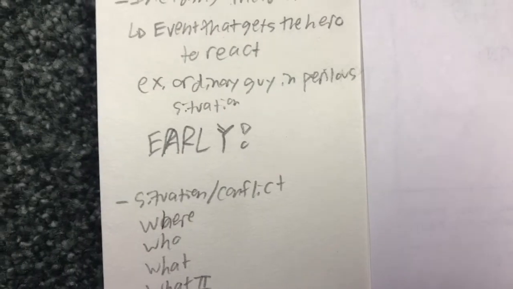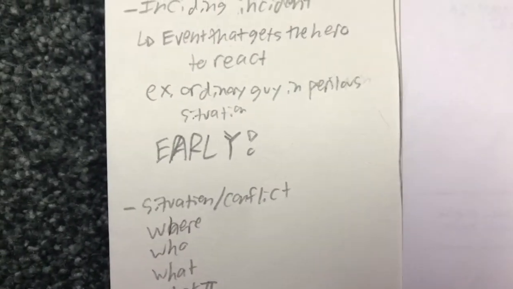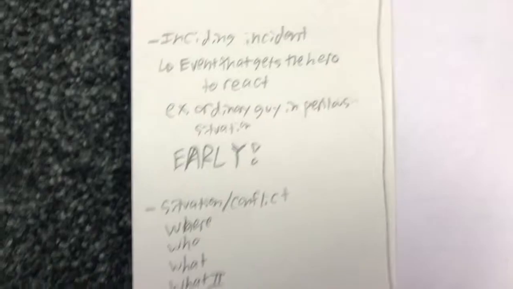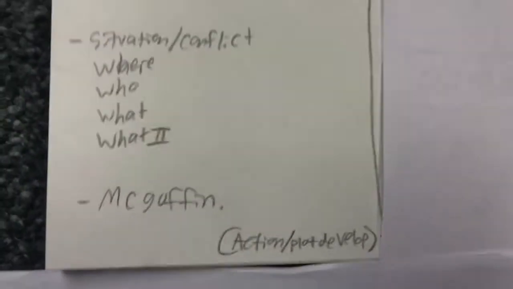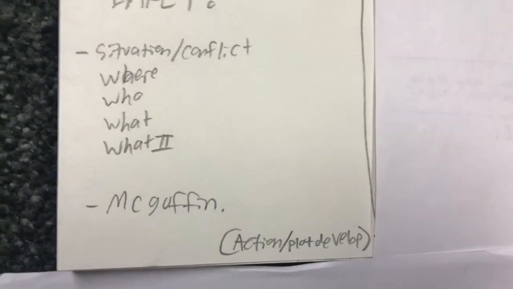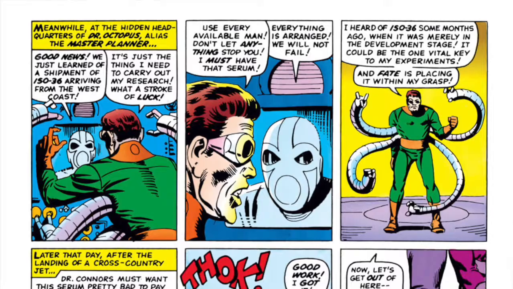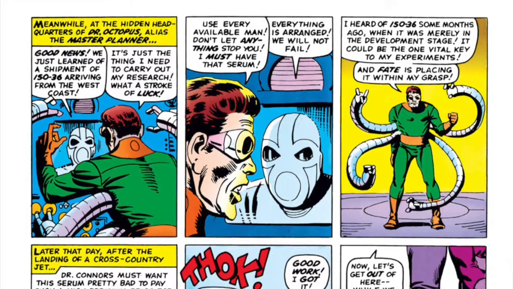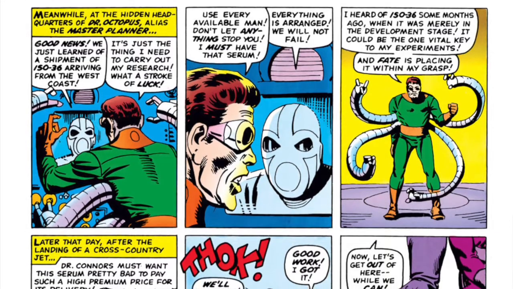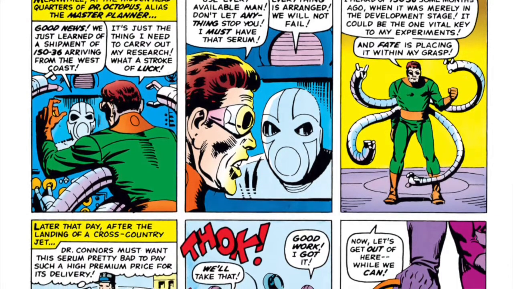The other thing is a MacGuffin. This is a type of terminology used by Alfred Hitchcock. It's basically what the hero and the villain are fighting over. I have a picture right here of another Spider-Man comic, and the MacGuffin in this one is a vial of radioactive isotope.